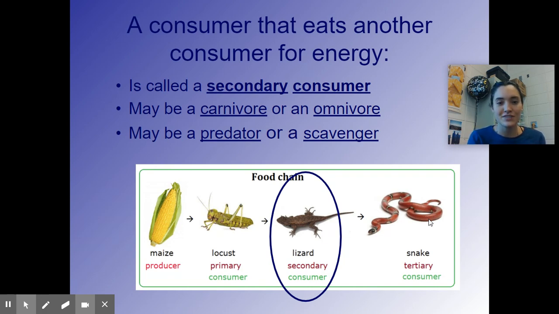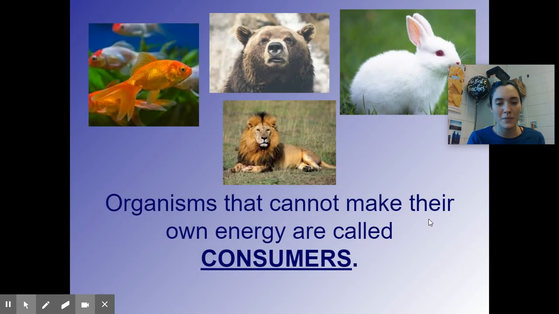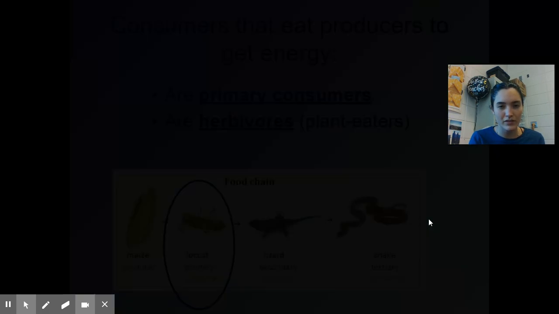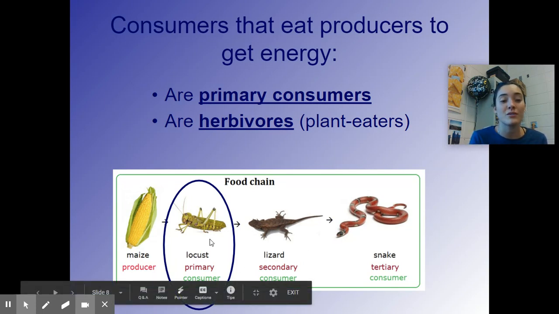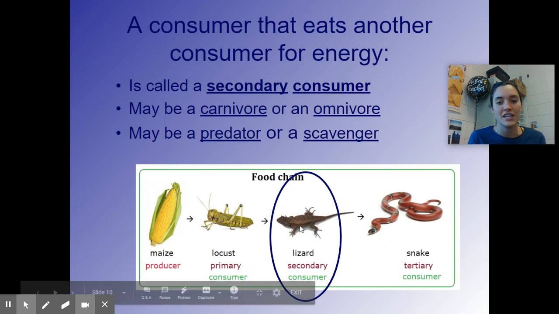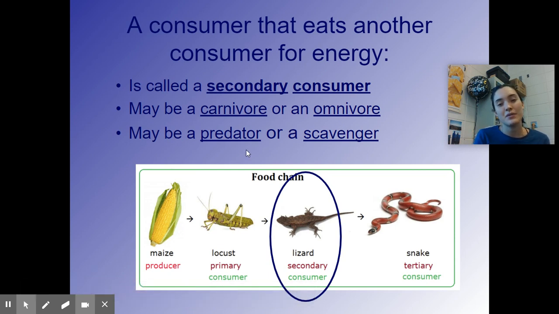And then we also need to remember right here. So consumers that eat producers to get energy are the primary consumers. And so these are herbivores. But these secondary consumers and tertiary consumers, these can be carnivores or omnivores, and they may be predator or a scavenger. And like I said, a scavenger is something that eats something that's already dead, so it's scavenging for that meal.